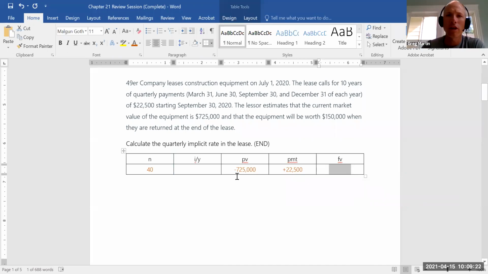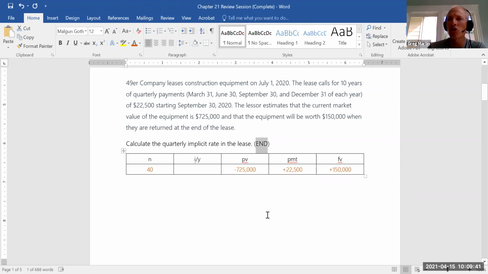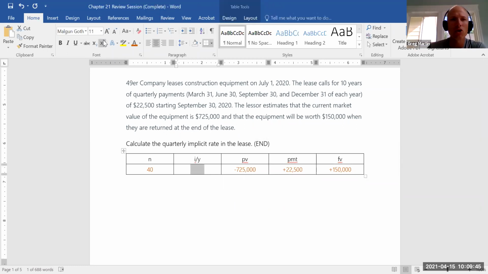Good, good, good. Yeah. So it's positive 150,000 again, because they're going to get the equipment back and they believe that's going to be worth 150,000. That's a positive economic flow to them for $150,000. So we take all that information and we solve for I/Y, noting that we need to make sure we change our settings back to the end because these payments are happening at the end of each quarter. And we solve it at 1.70%.